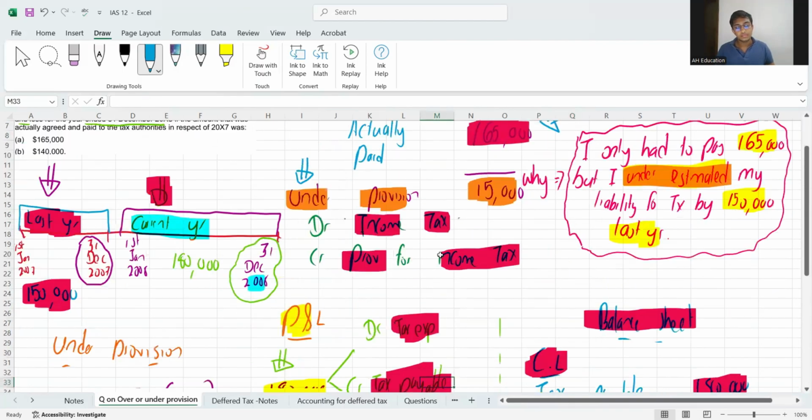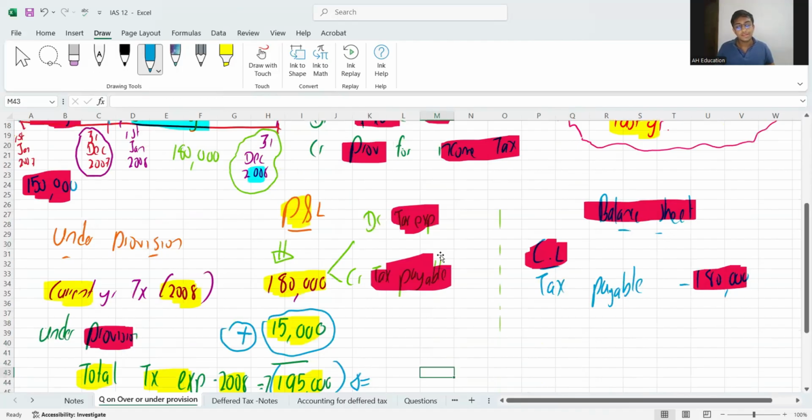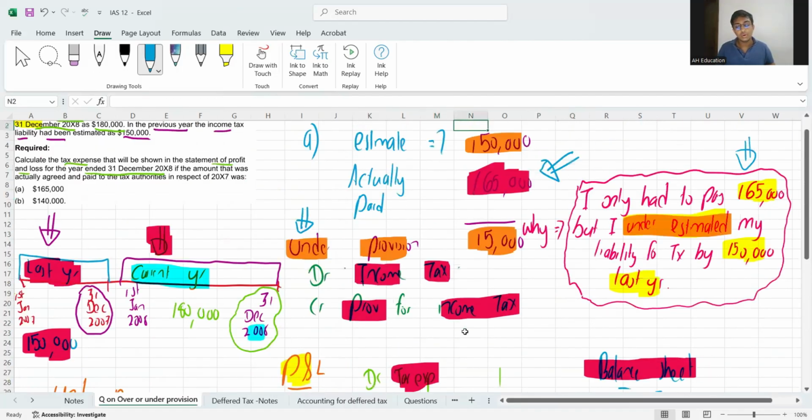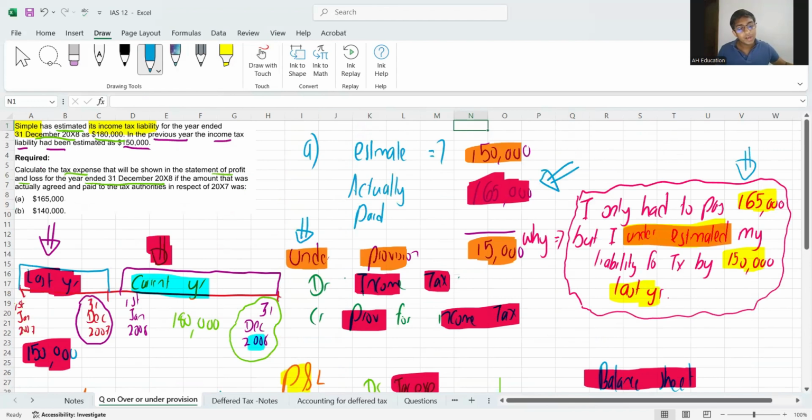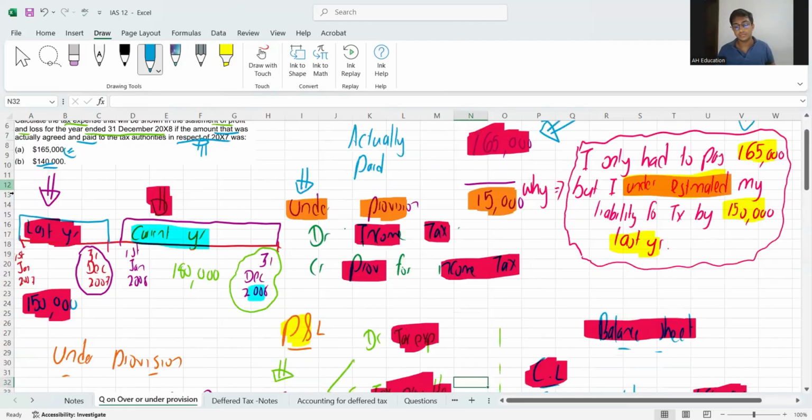Now, this was only if you all have paid 165,000. Right? Read the question. The amount that was actually paid in respect of 2007 was 165,000. That is what I did now. Now I'm going to look into, if I had actually paid 140,000, what is my impact in terms of last year? This is what I'm going to look at now.